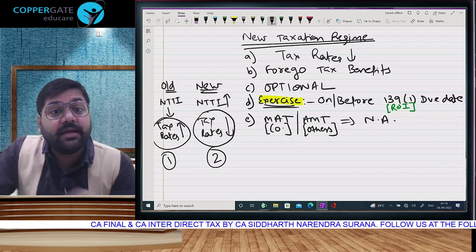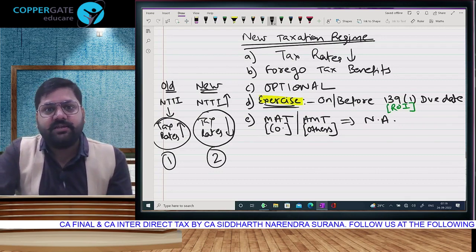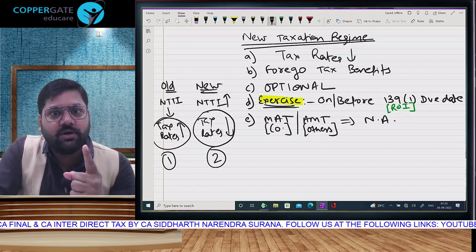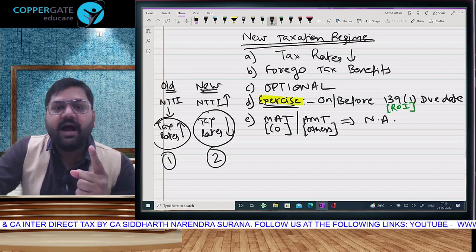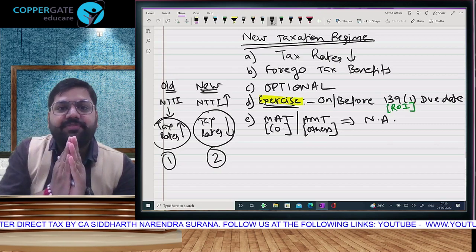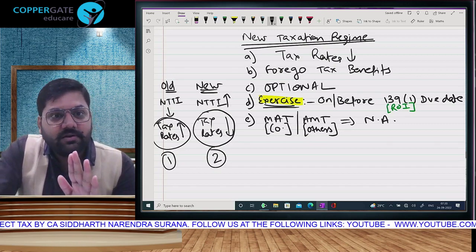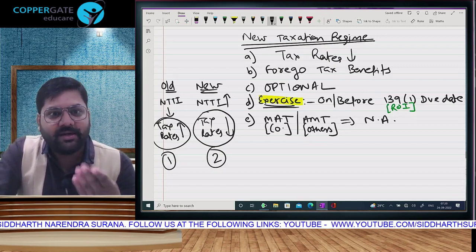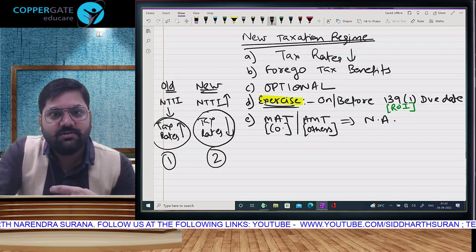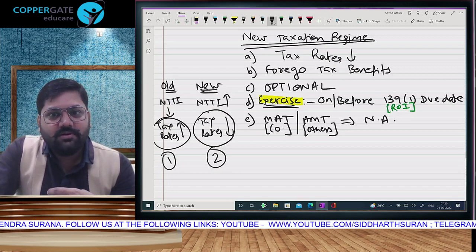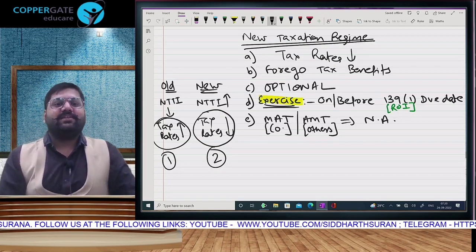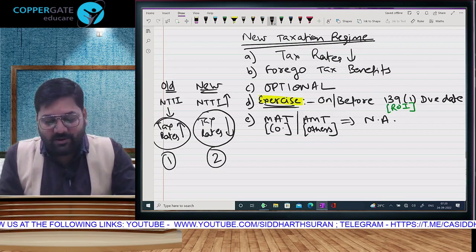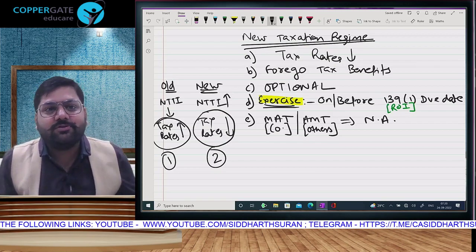MAT, AMT not applicable for assessees in new regime. So the moment I heard this announcement, I said, Auntie, I will touch your feet and say thank you, because two more chapters removed from income tax. If removed from income tax, then also removed from syllabus, no. But only if the new regime is compulsory. If the new regime is compulsory, then all this is not applicable. So no need to study the chapters.